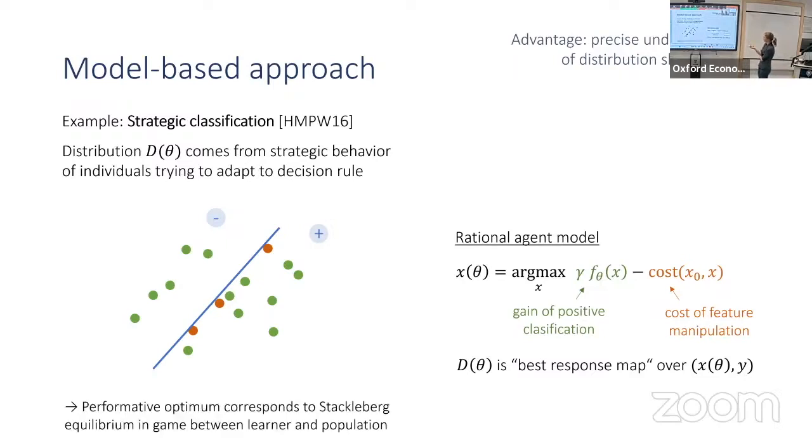Here, performative optima correspond to Stackelberg equilibrium in this game where the firm leads, the people respond. I don't want to go more into it, there's a lot of very interesting work in Stackelberg games that has interesting connections to performative prediction. I can't outline all of them. I think Nika is a much better person to talk about them.